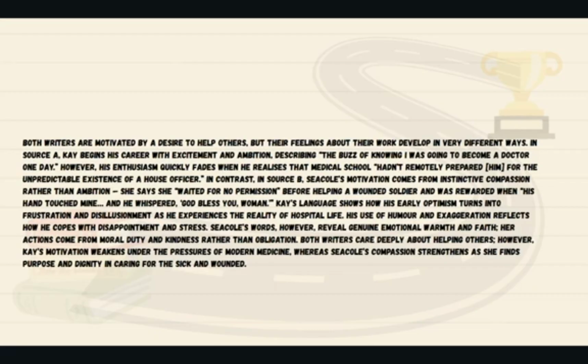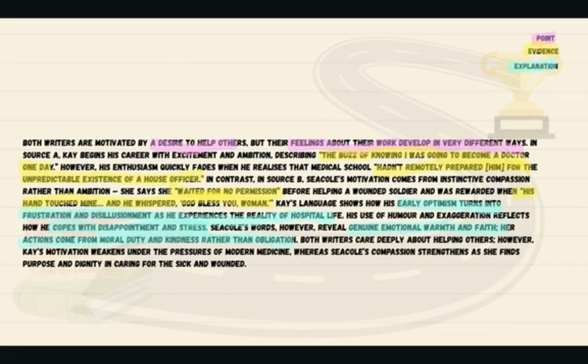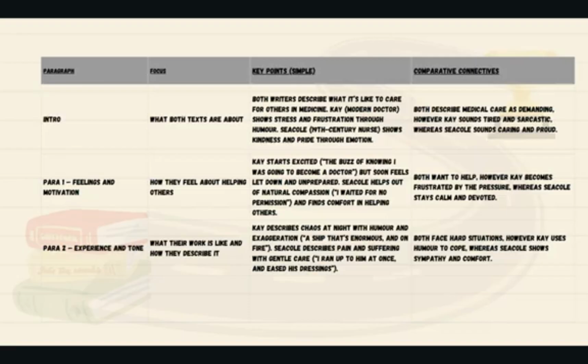Let's have a go at analysing this paragraph. So in pink, you can see our point for this paragraph. In yellow are our quotes and evidence to back our point. Explanation is here in blue, and our link back is here in purple. The next paragraph is paragraph 2, where we talk about the experience and tone.